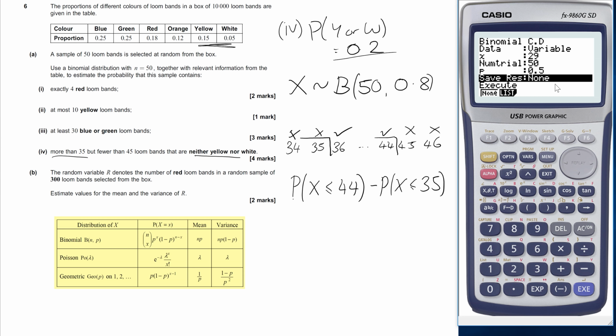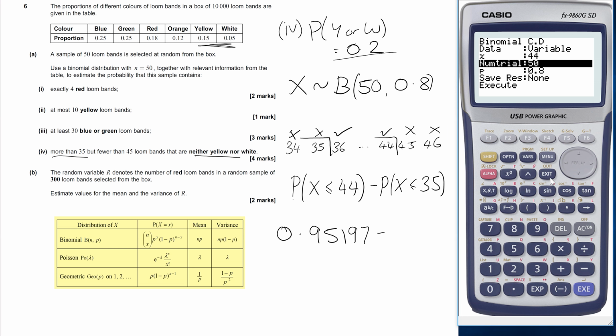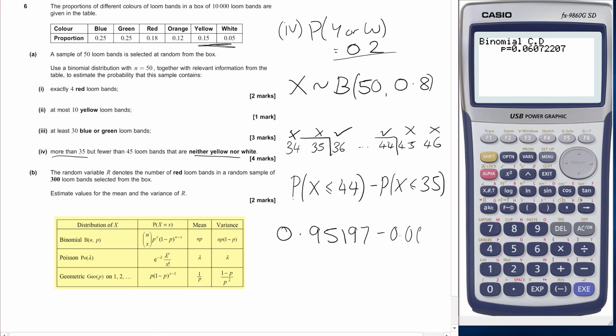So going on to my calculator, then still set up from part 3, I want to change my probability to 0.8 and my x is going to be 2 different things. So let's do the 44 first. So the larger number should be 0.9519. Let's go 7, let's just go 5 so I don't have to do any strange rounding. And change the x value to 35. So I'm doing, and this should be a smaller number, so 0.06. So really unlikely that that's going to happen. So those are my 2 values.